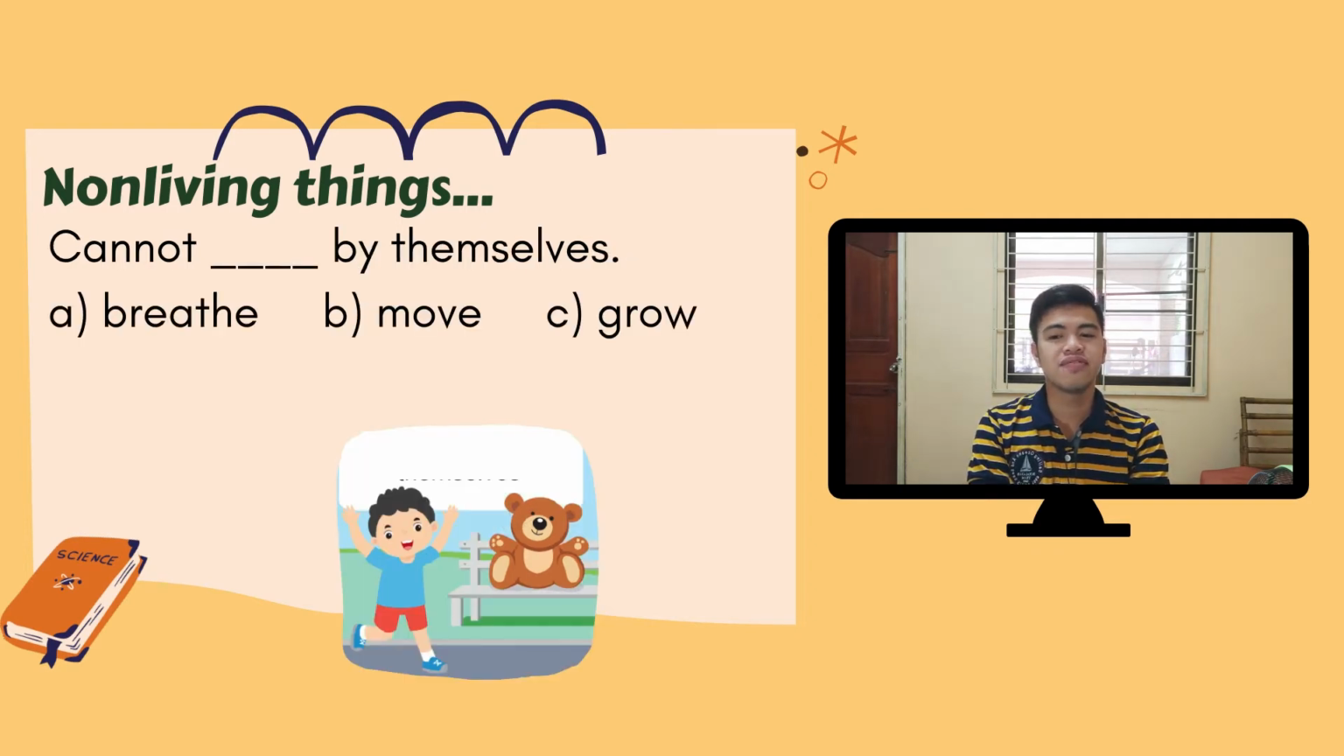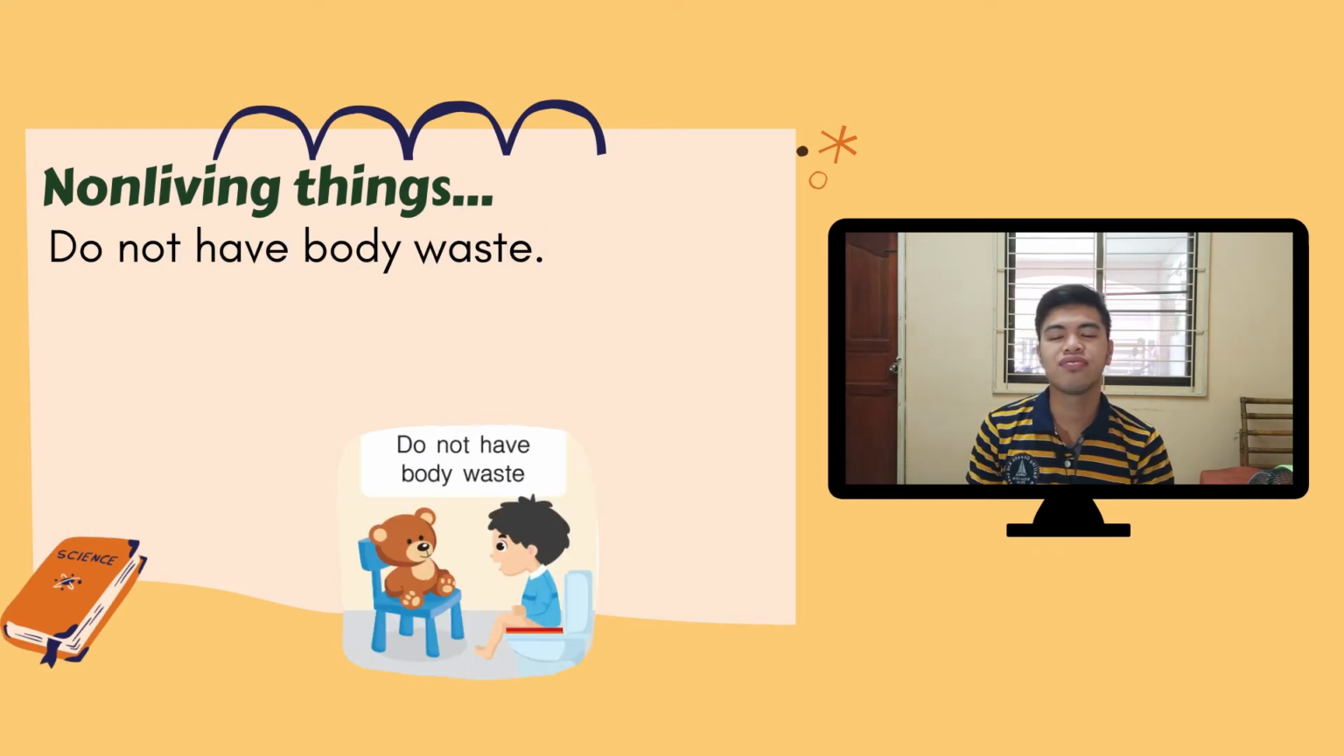Next one. Non-living things cannot A, breathe, B, move, or C, grow. What does a non-living thing cannot do by themselves? Good job! They cannot move by themselves. They cannot go to other places unless you bring it with you. The next part is non-living things do not have body waste. Because non-living things do not eat or drink, it doesn't have body waste, and therefore it doesn't get rid of any of it. Okay?